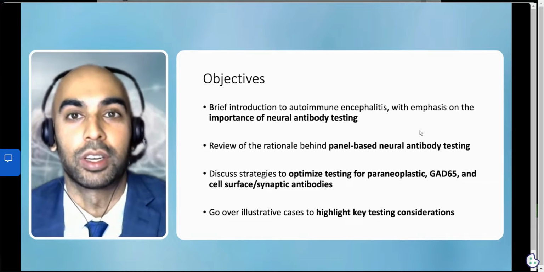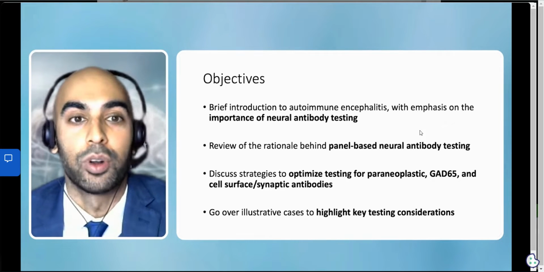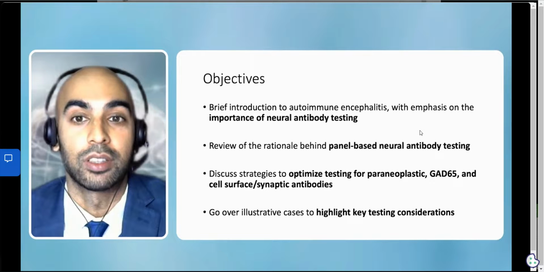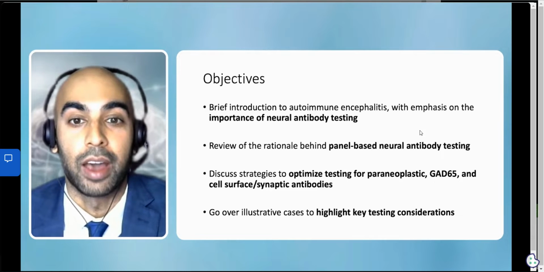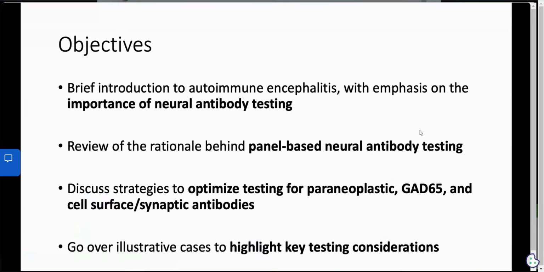In terms of the objectives of my talk today, I'm going to briefly introduce autoimmune encephalitis with an emphasis on the importance of neural antibody testing. I'm going to review the rationale behind panel-based neural antibody testing. I'm going to discuss strategies to optimize testing for paraneoplastic antibodies, GAD65 antibodies, and antibodies against extracellular cell surface or synaptic targets. And I'm going to go over illustrative cases to highlight key testing considerations along the way.